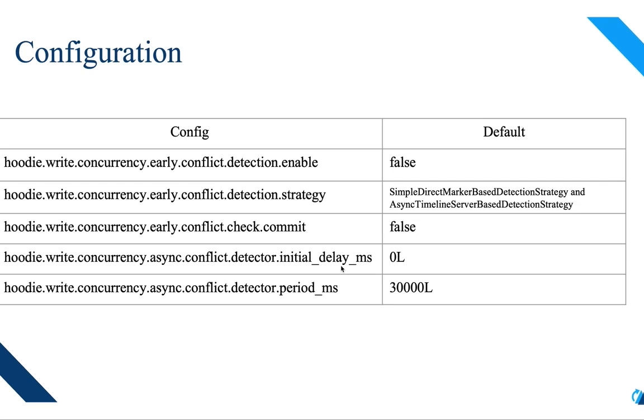Before we introduce the configurations, I need to state the scope of conflict detection. The table services including compaction and clustering are excluded from the early conflict detection, and they can create markers directly without any conflict detection, since they do not depend on multi-writer concurrency control.